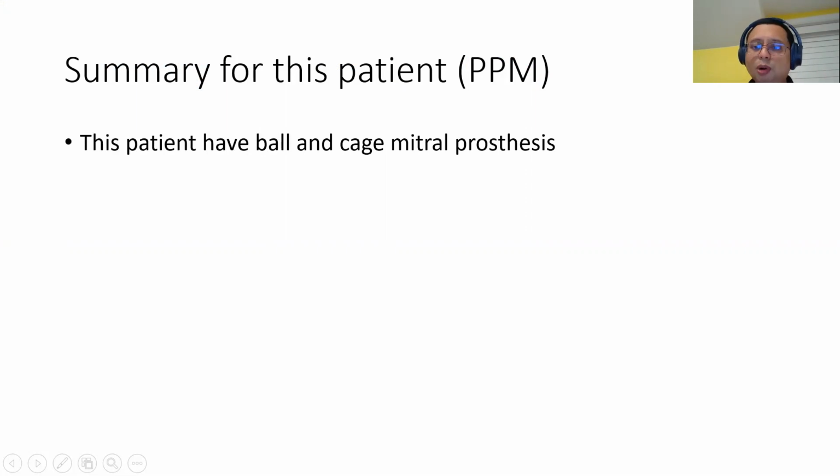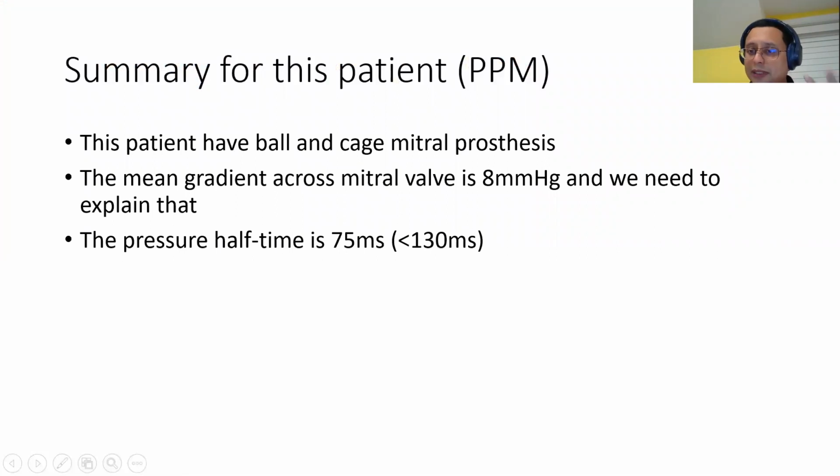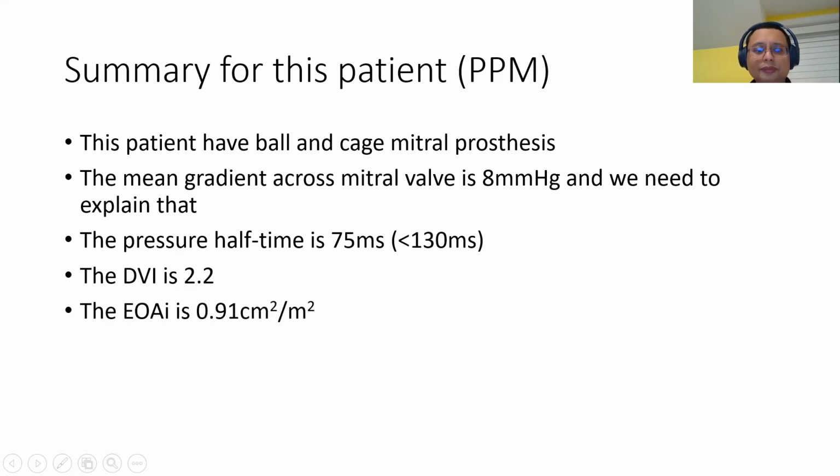So this patient has a ball and cage mitral prosthesis. The mean gradient across the mitral valve is 8 millimeter mercury, and we need to explain why it is more than 6. However, the pressure half time is 75 milliseconds. If it's obstruction, it should be more than 130 milliseconds. The dimensionless index is on the dot, 2.2. The effective orifice area index is abnormal. Okay, normal is more than 1.2.